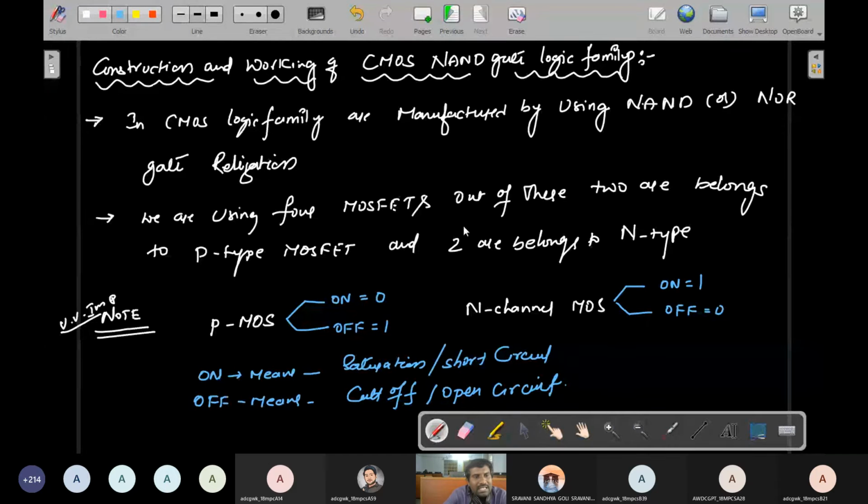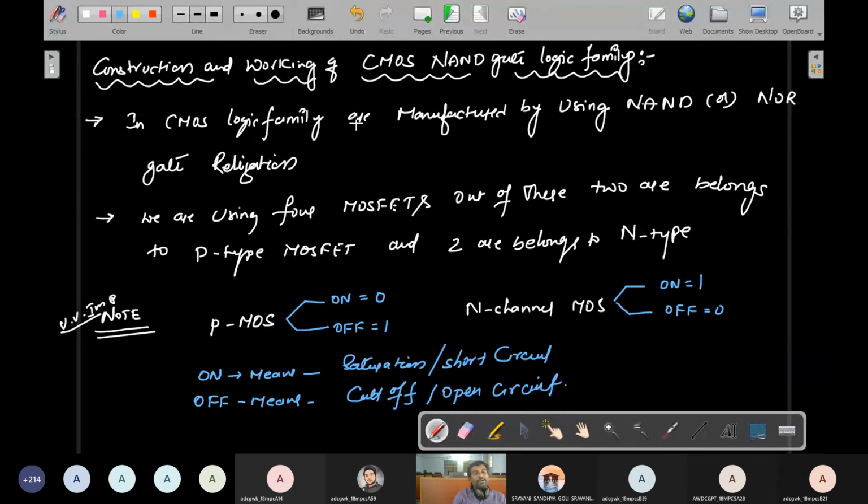Okay, please everybody note these points. It's very important for the essay question: construction and working of CMOS NAND gate logic families. CMOS logic families are manufactured by using NAND or NOR gate realization, but the construction of CMOS completely depends upon MOSFET. MOSFET operation is finally either NAND or NOR realization. So in this case we are using 4 MOSFETs. Out of 4, 2 belong to P channel MOSFET and 2 belong to N channel MOSFET.